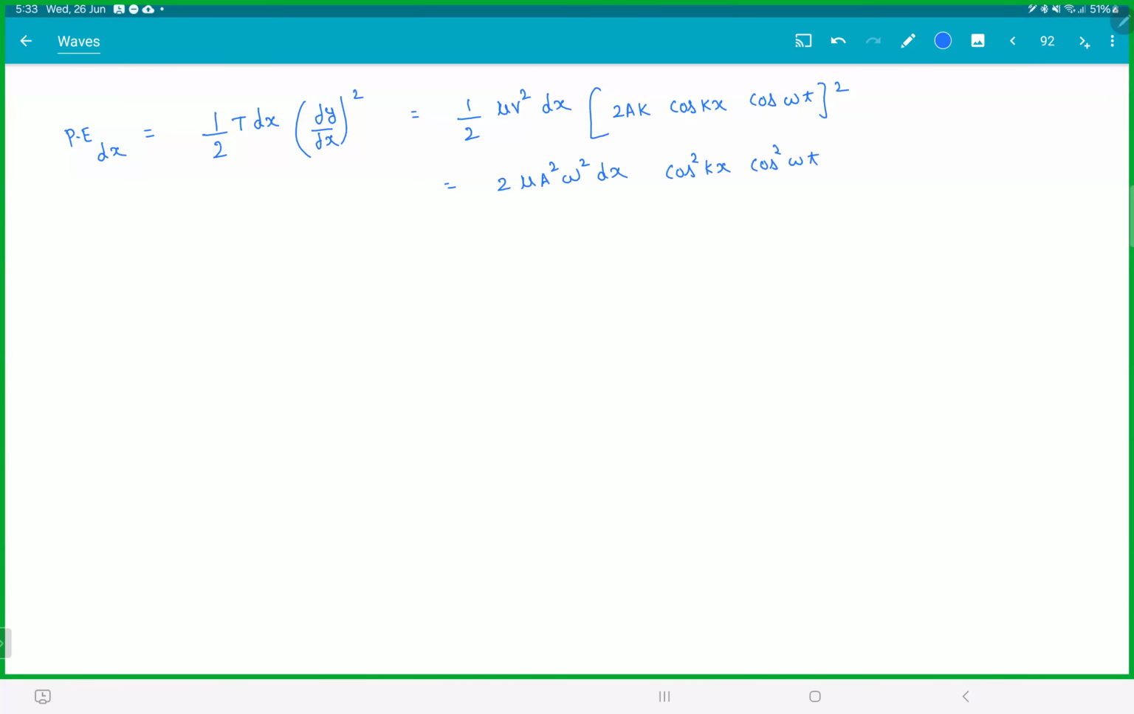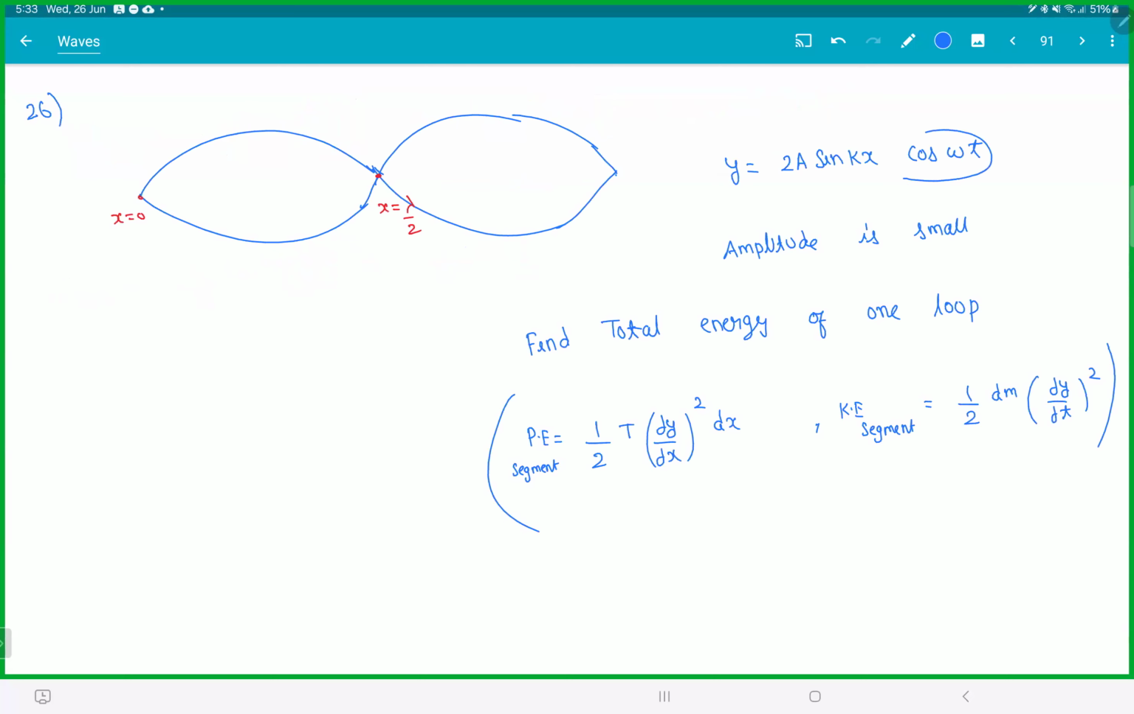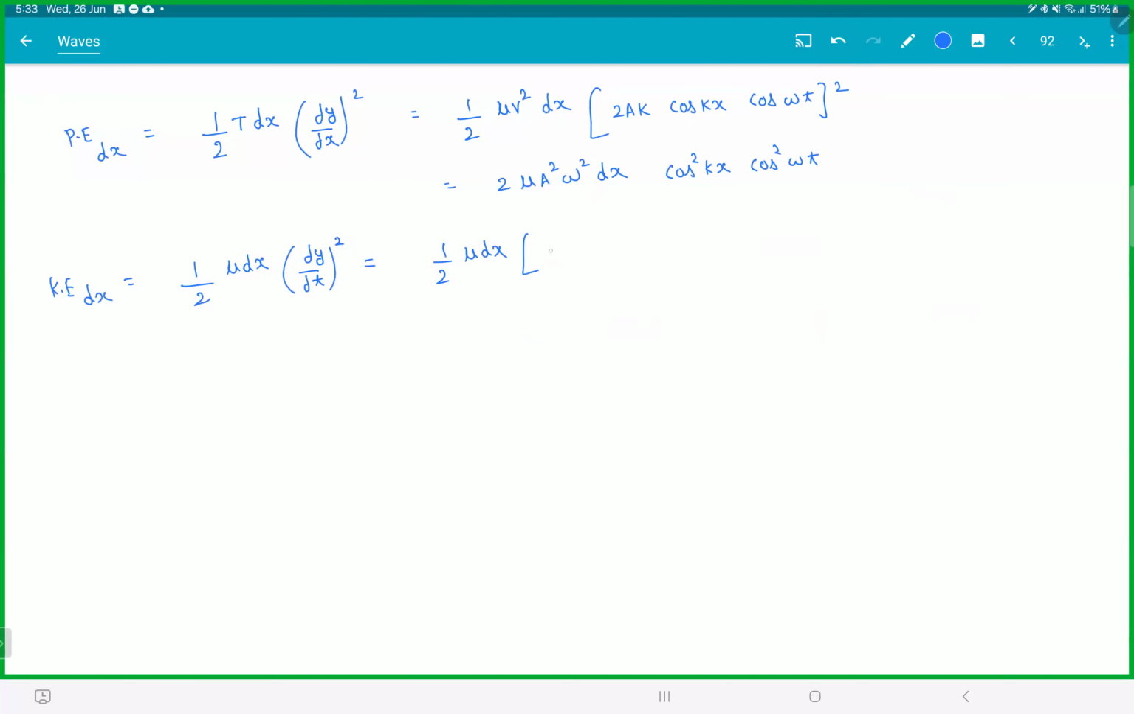So if you see, every segment has the potential energy changing with both position and time. Same thing if you do kinetic energy. This would be half mu dx, that is half dm v square. How to differentiate this, cos omega t? This will be 2a omega sin kx sin omega t.